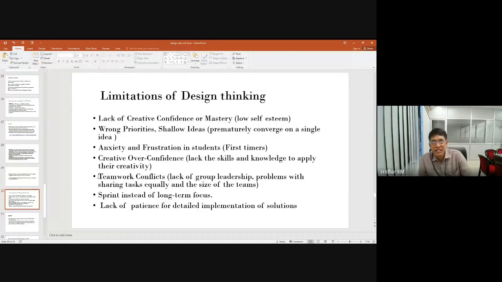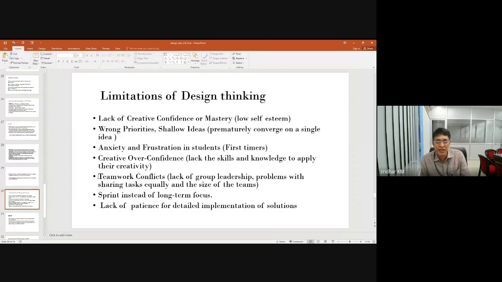So limitations of design thinking, it's a lack of creative confidence or mastery. This happens in the first stage for the students. Most of the students may not be creative. If somebody says a creative idea, and another doesn't, the inferiority complex sets in. So it is the role of the educator or a facilitator to motivate him to think creatively, appreciating even the smallest of ideas which may not be appreciable. So that's how to prevent the low self-esteem.